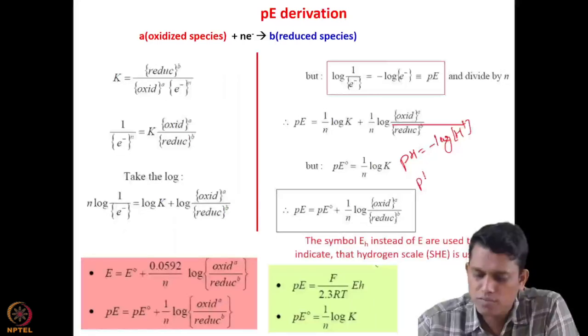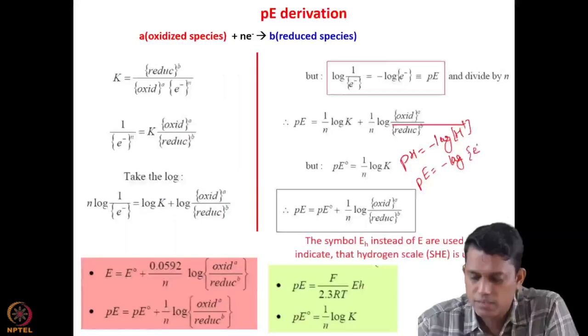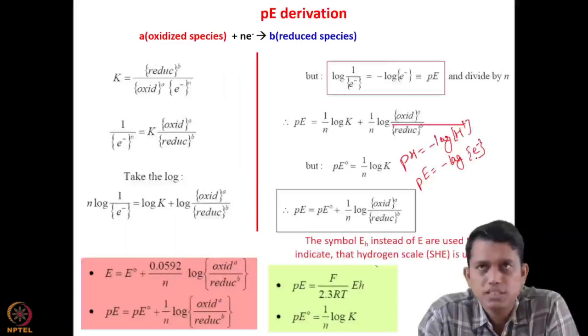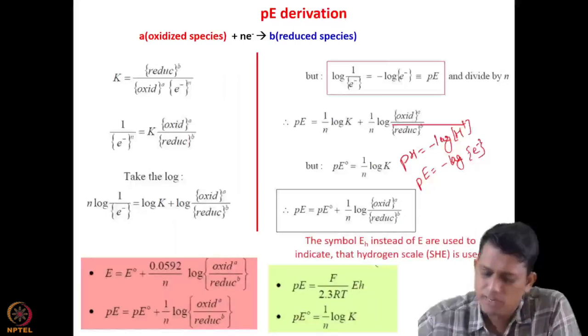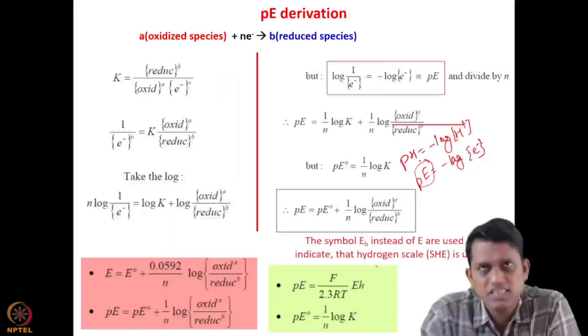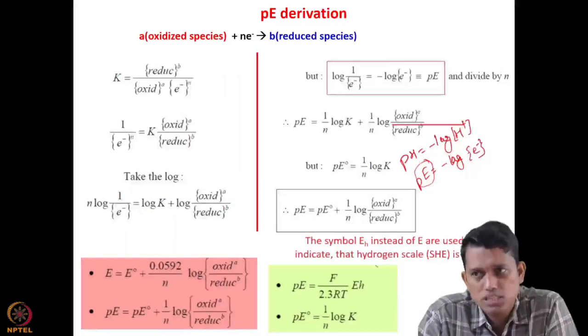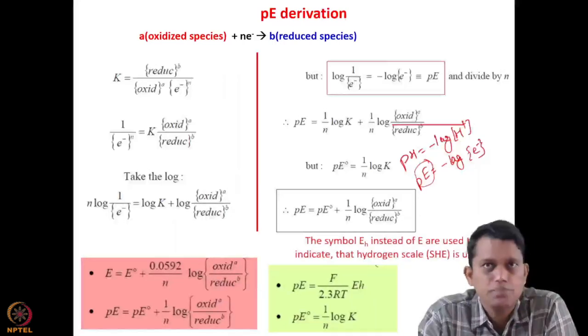Similarly, you can have a variable called pE, very similar to pH, that is minus log of electron activity. So we assume that such a variable exists and somehow we can measure it for a system. Then this will tell about the reducing or oxidizing nature, or the reducing or oxidizing capacity, of the medium. And then we tried to see how we can derive different relations between pE, pE naught, and the nature, or you can say the composition, of the solution.